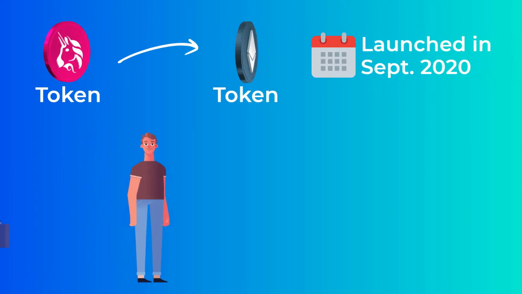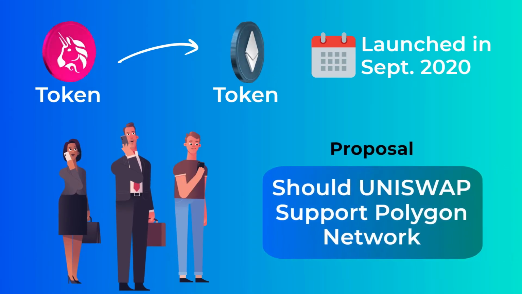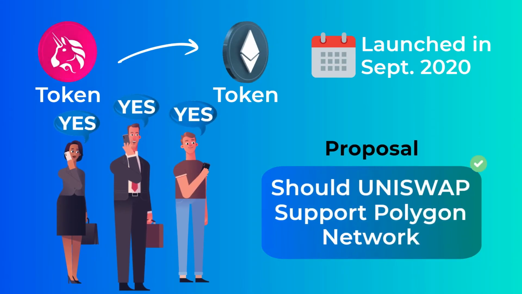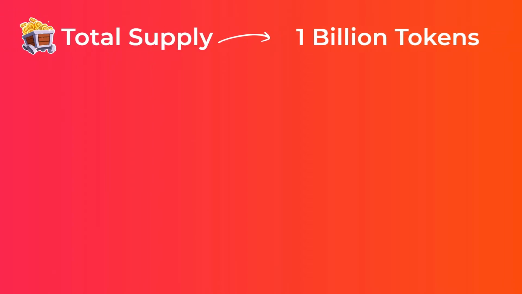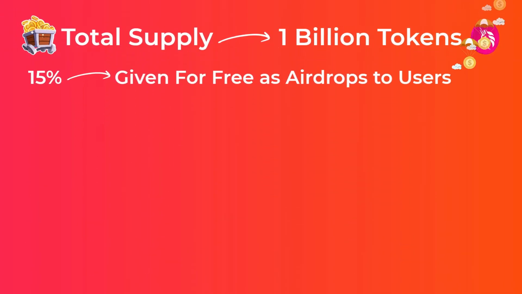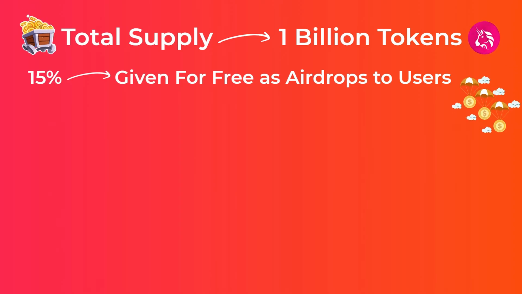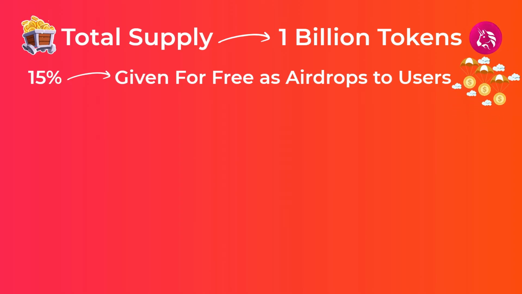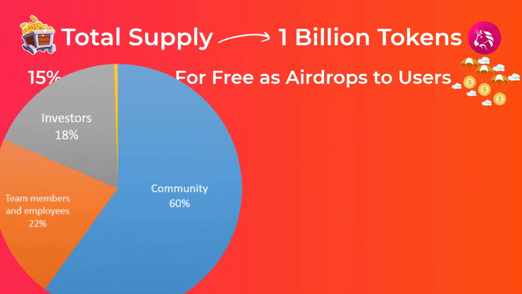Before we end the video, you should also know about the Uniswap Token, which is an Ethereum token developed by the Uniswap team and was launched in September 2020. Holders of this token get the right to vote on changes and new features of Uniswap. The total supply of the Uniswap token is 1 billion tokens, and 15% of all tokens were given for free as an airdrop to people who used Uniswap before September 2020.